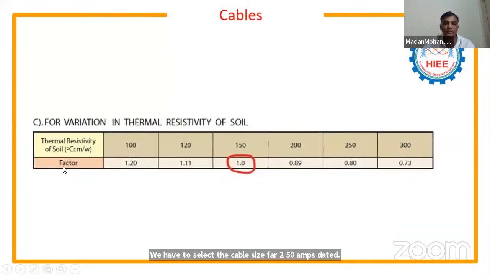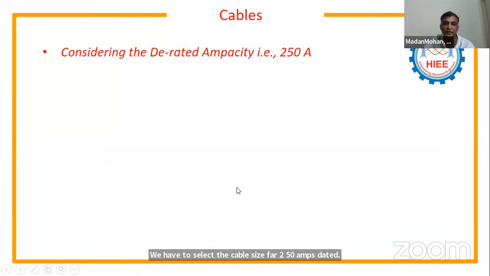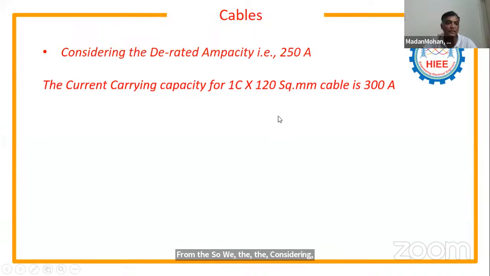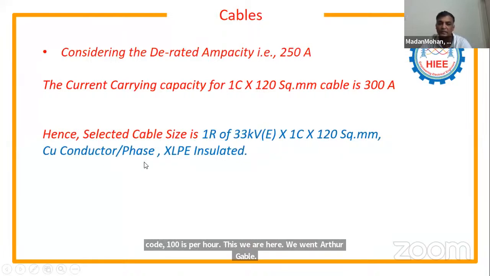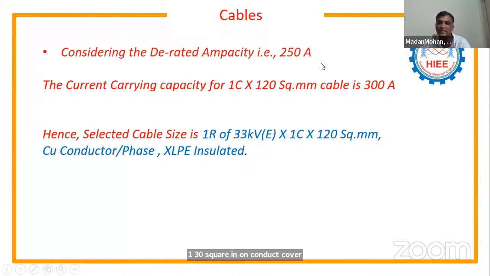Variation in soil thermal resistivity is okay. Considering the derated ampacity of 250 amps, which cable size is required? The 120 square mm cable you have selected can withstand up to 300 amps, but your derated ampacity is only 250 amps. Hence the selected cable size is single core 120 square mm. This we are going with for the earth cable. The 120 square mm copper conductor satisfies the condition, as it can withstand the maximum derated current. So the 120 square mm conductor satisfies two conditions: current carrying capacity and short circuit withstand capacity.